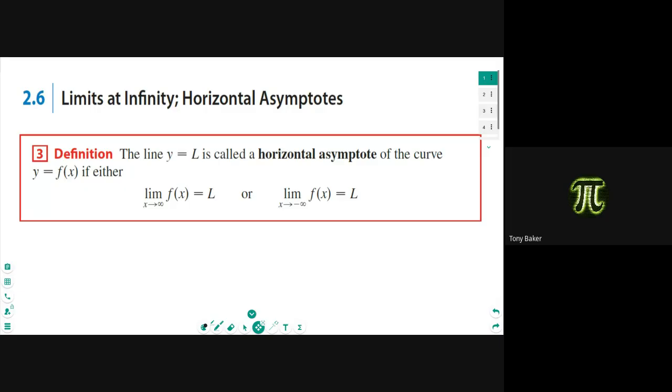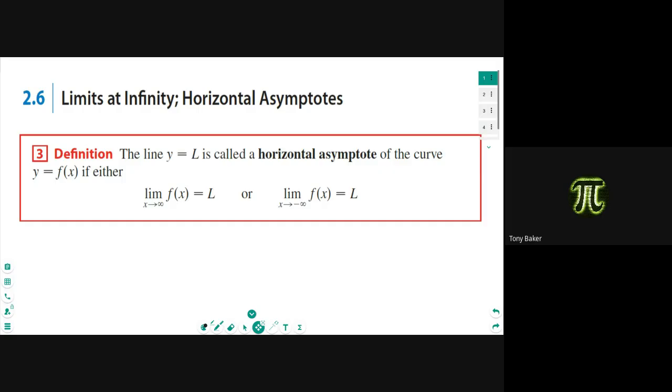All right, so we've been looking at limits. Everything we've been looking at so far has been limits to a specific point on the x. So is x going to something? Tonight we're going to look at x going to infinity. So we're going to look at limits at infinity, specifically horizontal asymptotes.